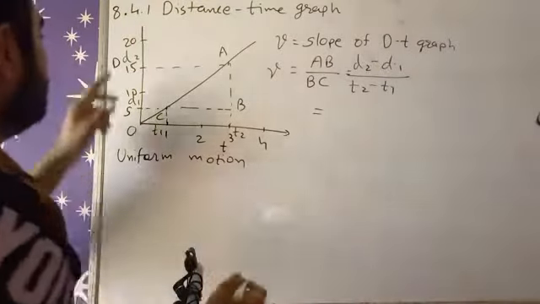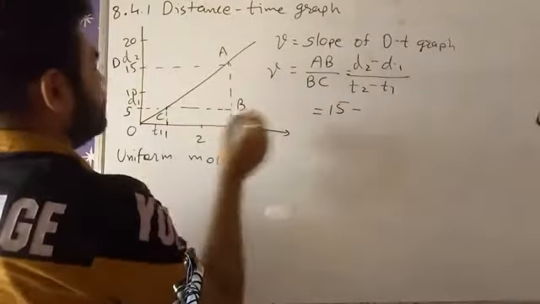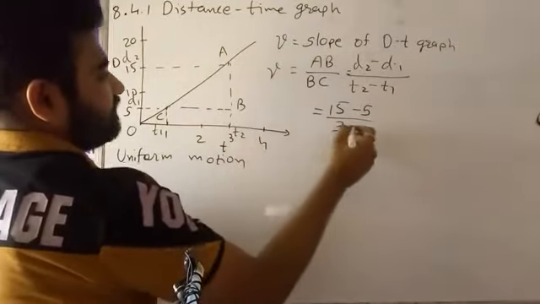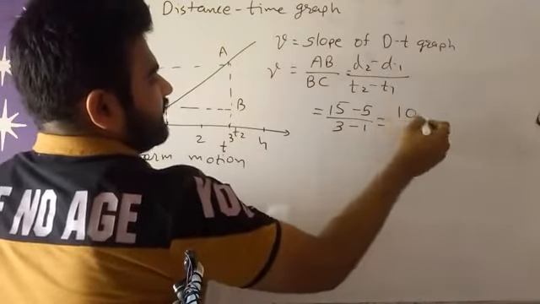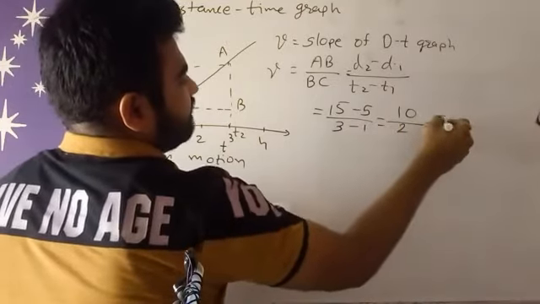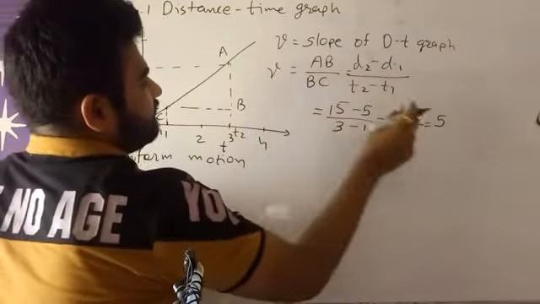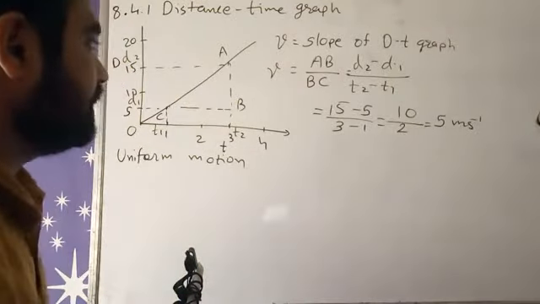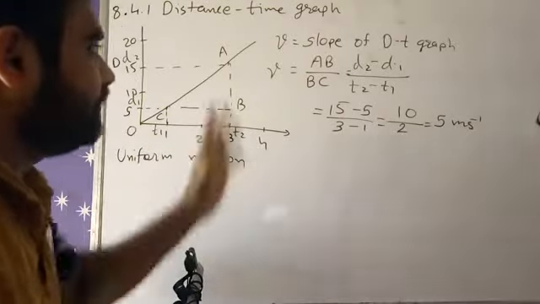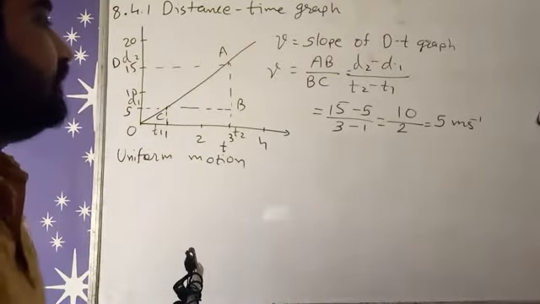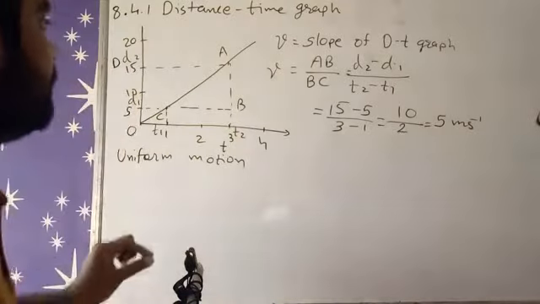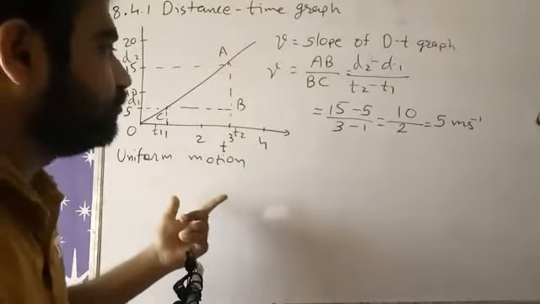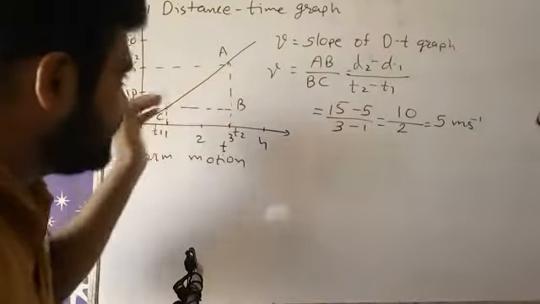So D2, what is D2? D2 is 15. 15 minus D1, here 5. T2, what is T2? 3. T1 is 1. So 15 minus 5, 10, by 3 minus 1, 2. So it will be 5. So our velocity is 5 meter second inverse throughout this time interval from 1 to 3. Similarly, we can find 2 to 4 also with the same method, right? So during this time interval, our velocity will be constant because it is uniform motion. So we are getting this as a straight line.